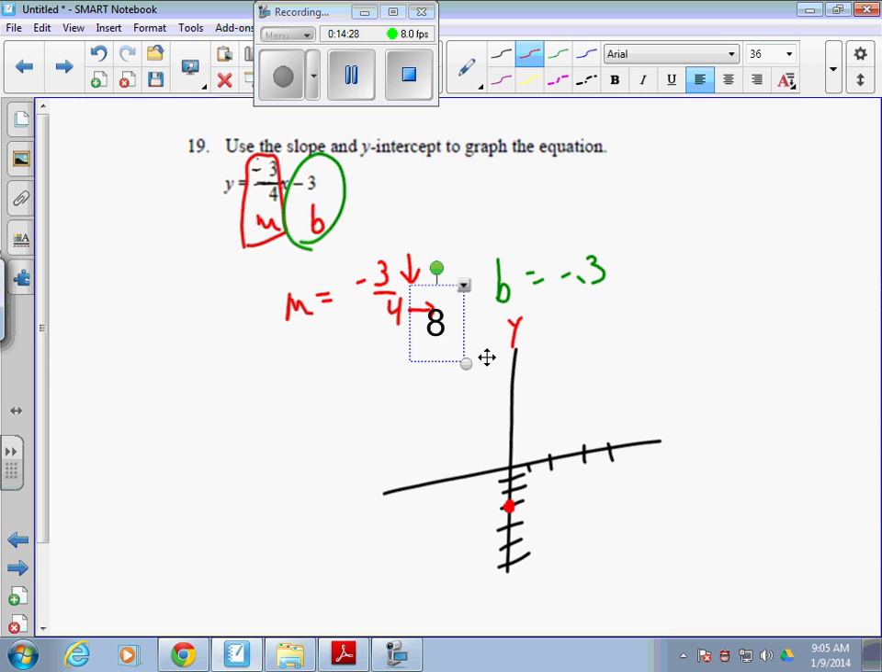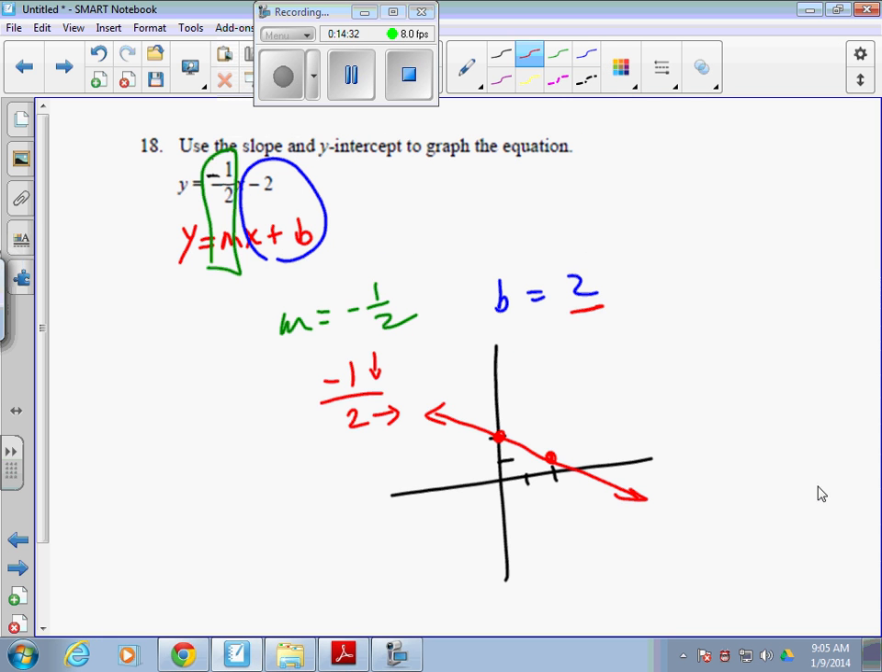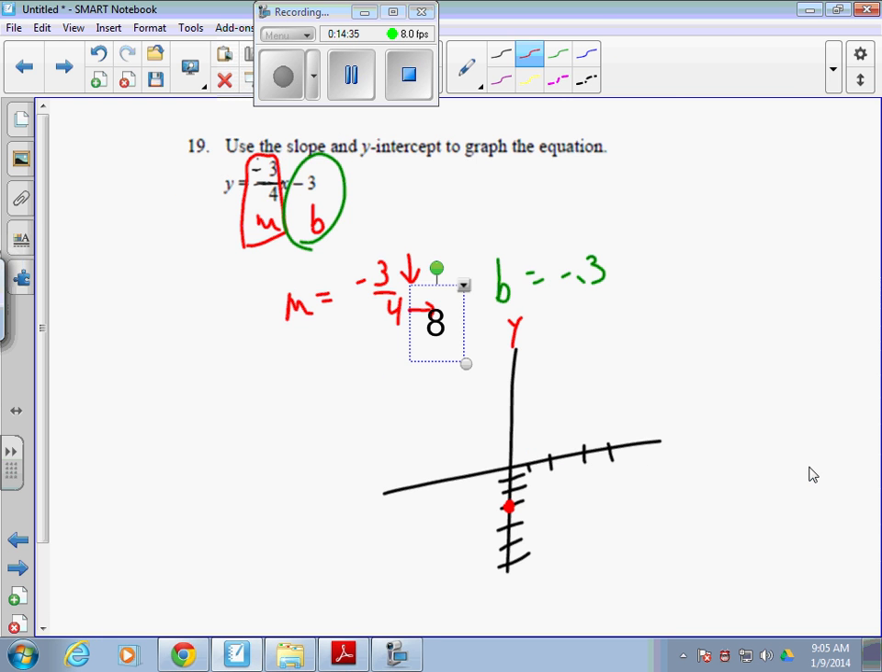Added in this extra 8 from somewhere. There we go. Down 3 and to the right 4 times. 1, 2, 3, and over 1, 2, 3, 4. Once you have 2 points, draw a straight line through them, a little straighter than I just drew on the screen, and that's your equation.